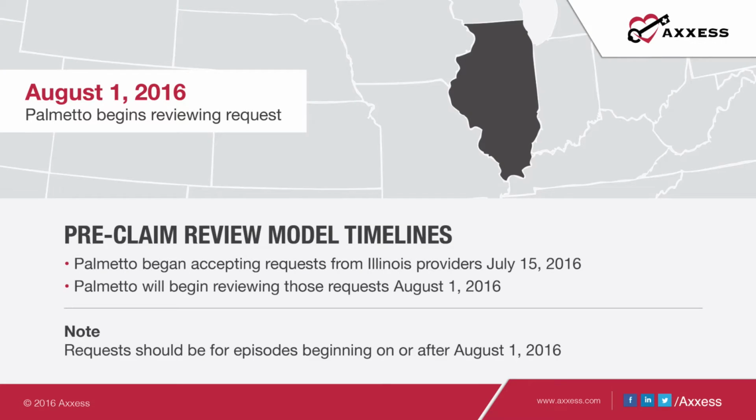We also have been told that Palmetto will be ready to review requests August 1st, 2016. However, Palmetto was able to begin accepting requests from those Illinois providers on July the 15th, 2016, but they won't begin to review those requests until August 1st. Now, another thing to remember is that we're only talking about episodes beginning on or after August 1st, 2016.